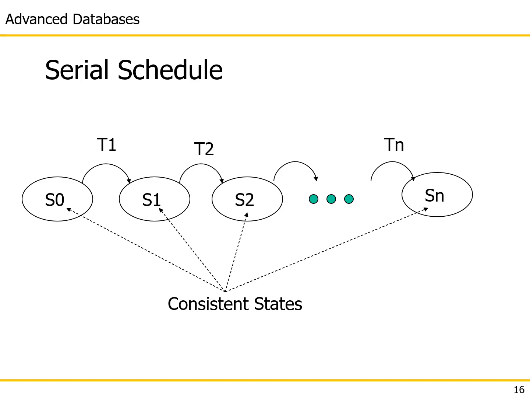So the nice thing about serial schedules, that's why they are our gold standard, is that we're running one transaction at a time. So we start with a consistent state S0, and then some transaction T1, when it runs from beginning to end, will leave us in a consistent state S1, and then the next one runs, it will take us to a consistent state S2, and this goes on forever. And that's why we like serial schedules, because as I mentioned before, there is nothing that could go wrong. It's just one at a time.